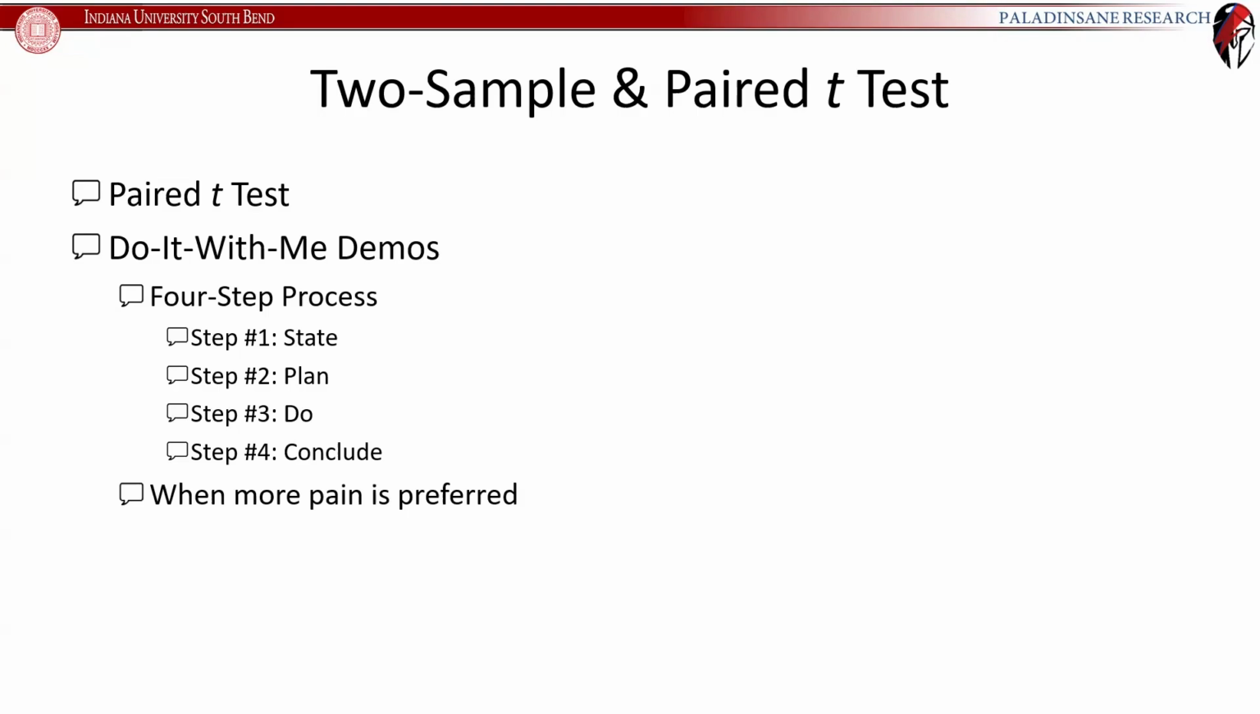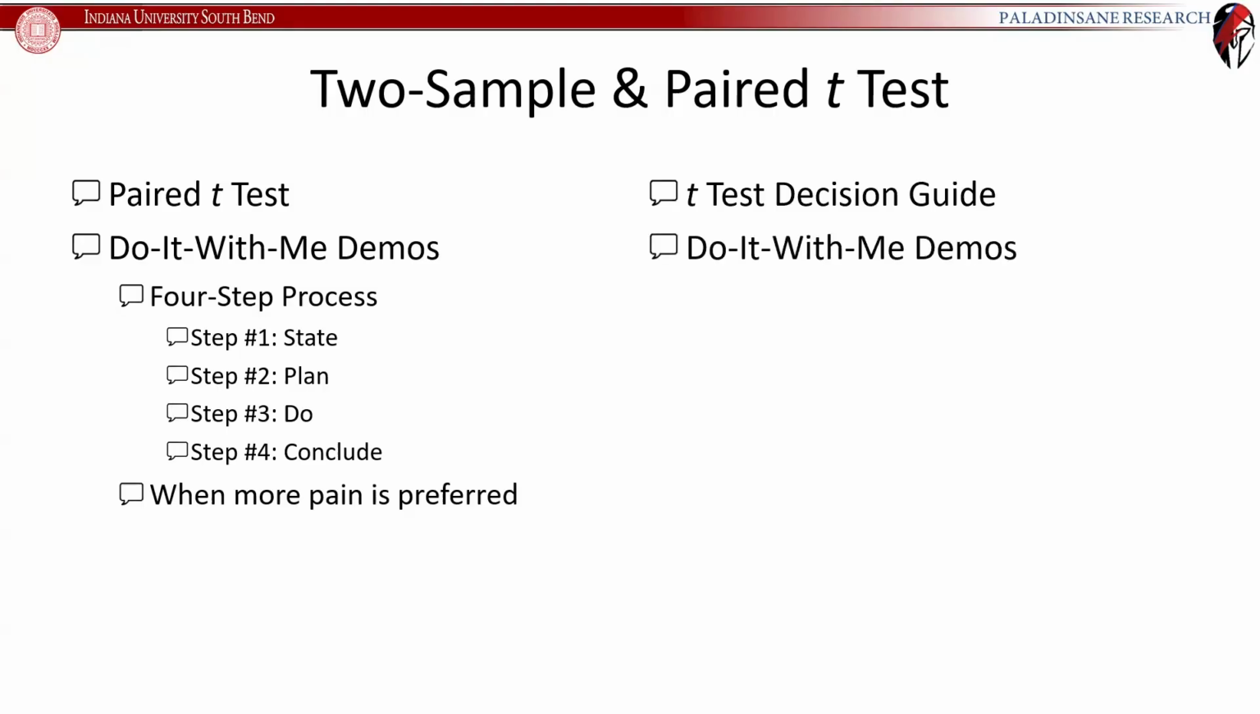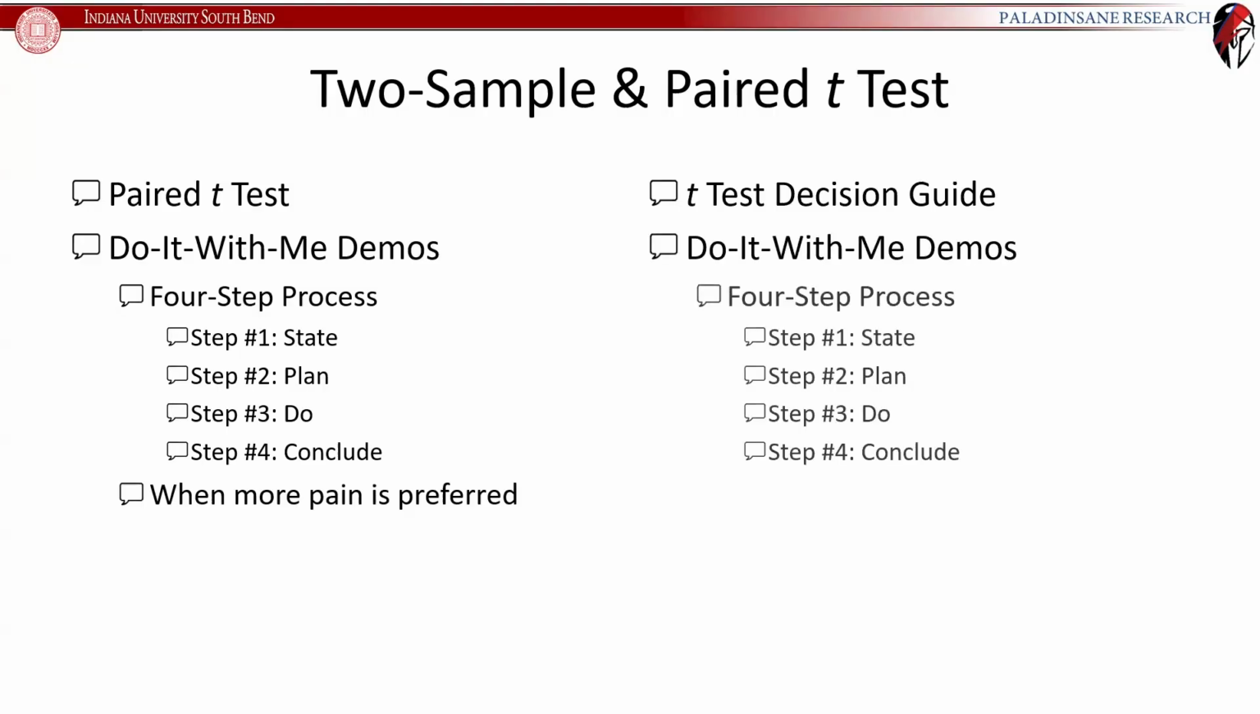study that gave evidence that there are certain cases where your mind fools you and actually prefers situations where you experience more pain. Then we're going to take a look at the t-test decision guide, and then we're going to end it with 3 Do It With Me demos, again using that four-step process.